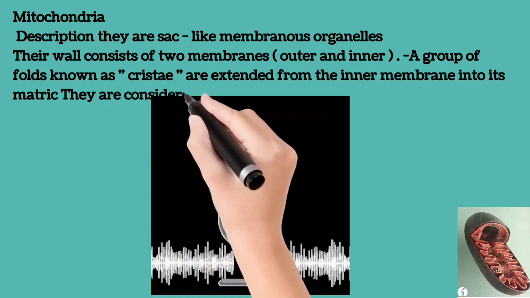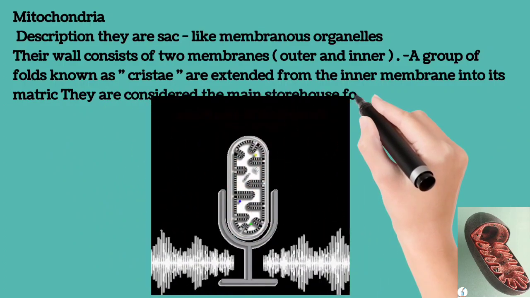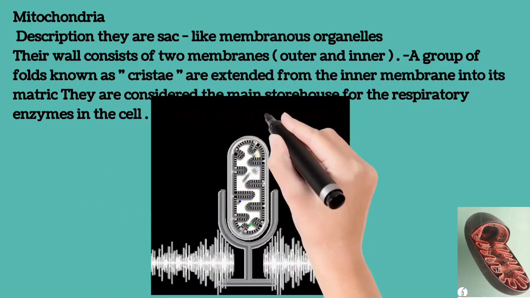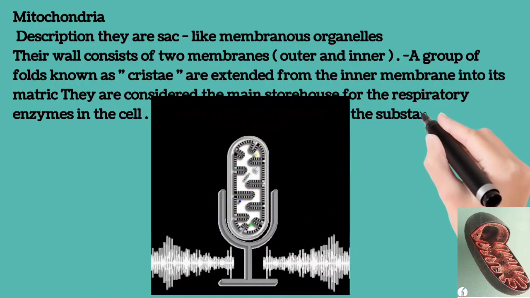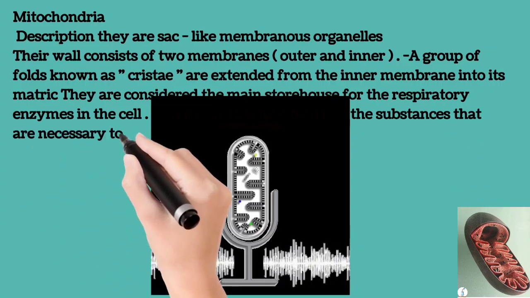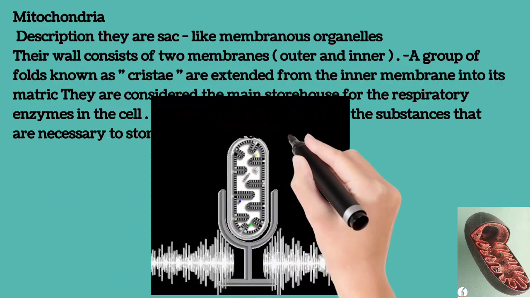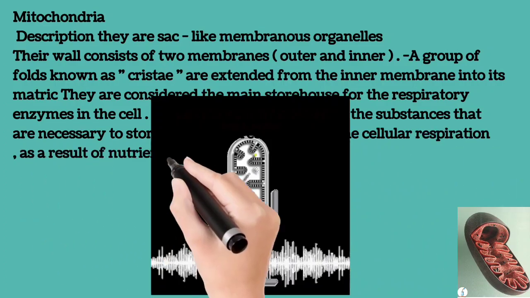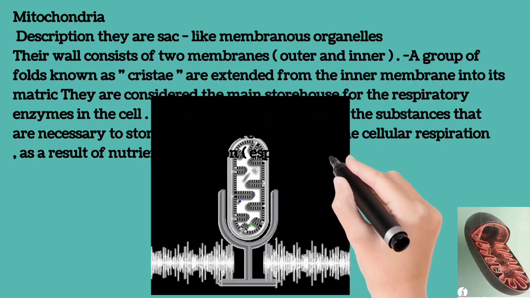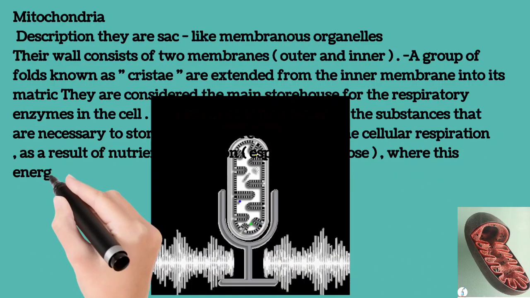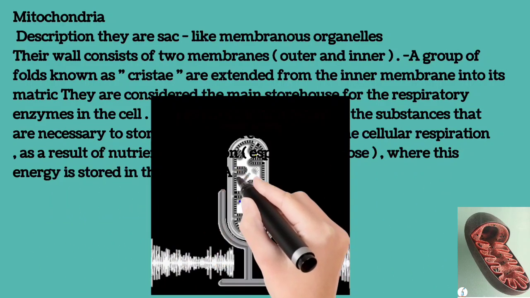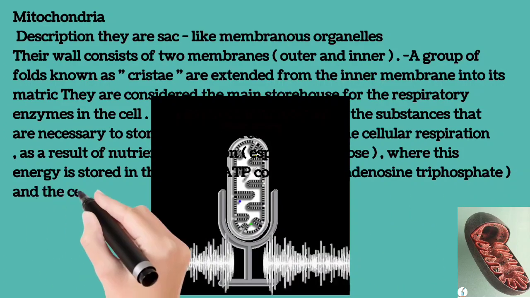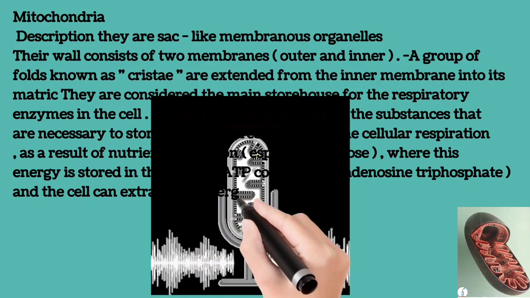They are the storehouse for the substances that are necessary to store the energy resulted from the cellular respiration, as a result of nutrients oxidation, especially glucose, where this energy is stored in the form of ATP compounds, adenosine triphosphate, and the cell can extract this energy from these ATP compounds once more. So, the mitochondria represent the centers of energy production in the cell, the energy storehouse in the cell.